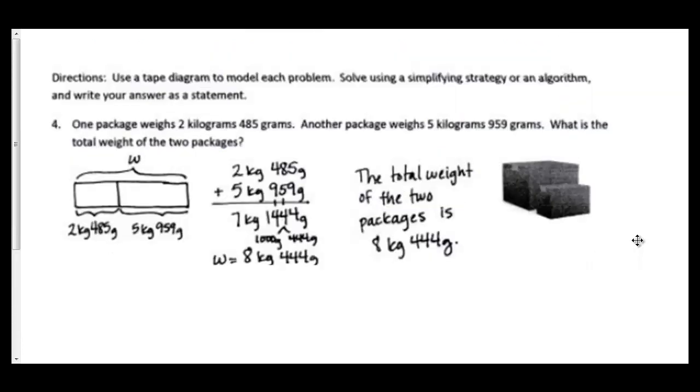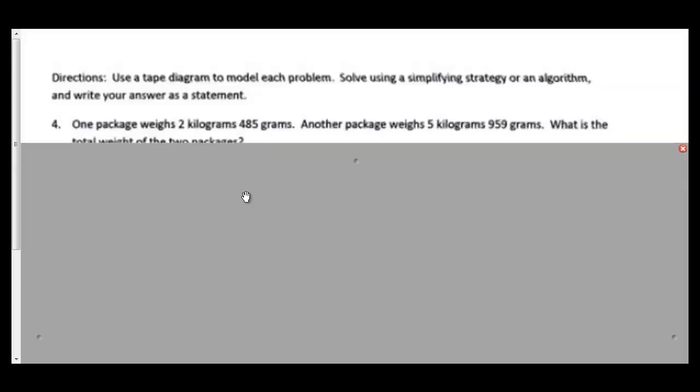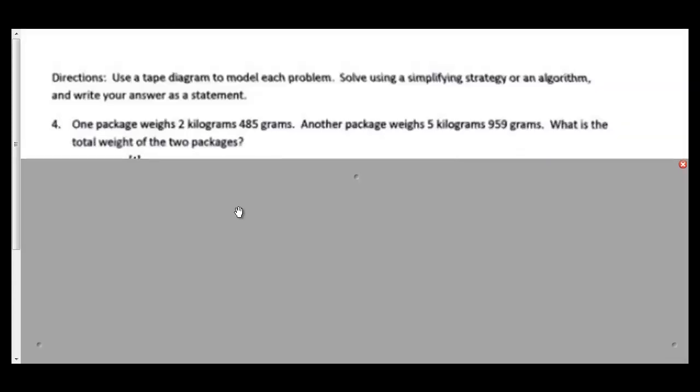All right, let's do a little bit of problem solving with this. Okay, all right, so I'm going to hide the answer there. All right, so you can see that we're going to start with the RDW process. It tells us it wants us to draw a tape diagram. So it says use a tape diagram to model each problem, solve using a simplifying strategy or an algorithm, and write your answer as a statement. So one package weighs 2 kilograms, 485 grams. Another package weighs 5 kilograms, 959 grams. What is the total weight of the packages?